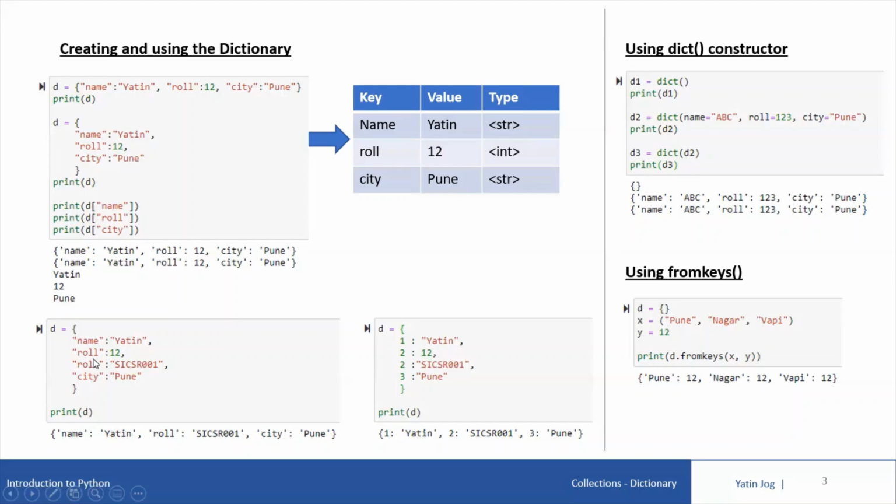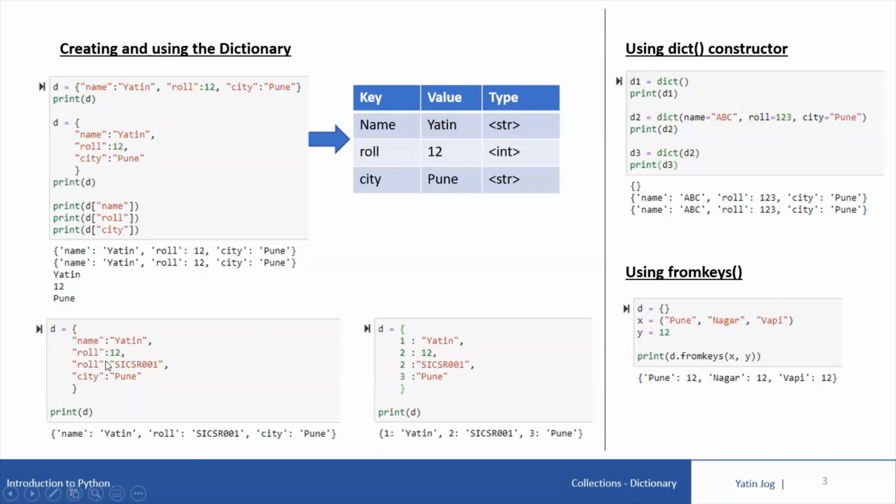So what will the Python interpreter do if I say print D? You can look at the output. It will map name with Yatin and it will print name and Yatin on the screen. No problem. But in case of the second item, the second key value pair mapping is roll with 12. So the Python interpreter will read this line, interpret this line, and inside the memory it will map the key roll with value 12. So right now inside the memory, for key roll, the value mapped is 12.